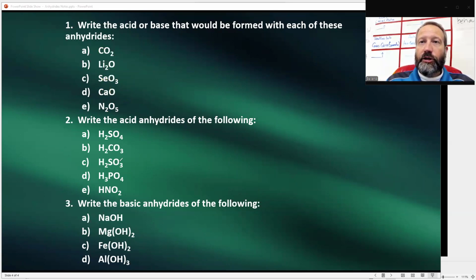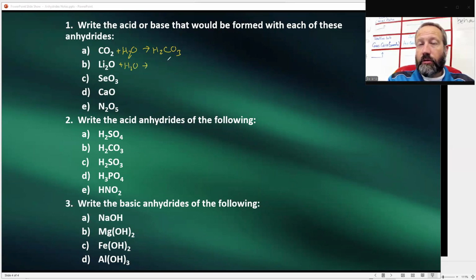Here we go. So I'm going to add water, and I'm going to smush this all together to make an acid. All acids start with H. Now, look, I have two H's, one C, and three O's to work with. Is carbonate ion a thing? Yes, it is. So there we go. I'm done. That easy.